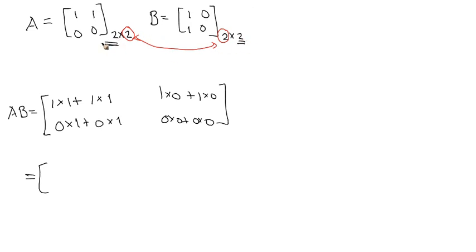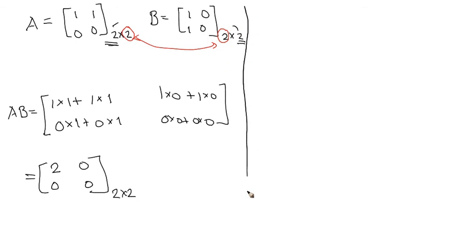If these two are same, the resultant matrix is this times this by this. Yeah, so let us compute. So this is 2, 1 plus 1, 2. 1 into 0, 1 into 0, so this is 0. This is 0 into 1, 0 into 1, so this is 0. All are 0, so this is 0. So AB is this matrix.